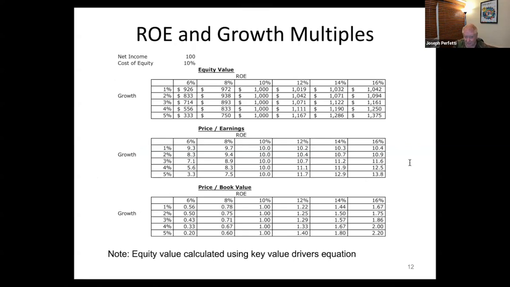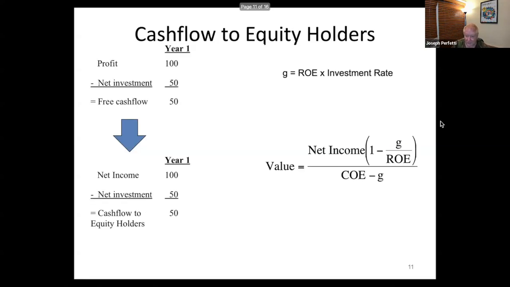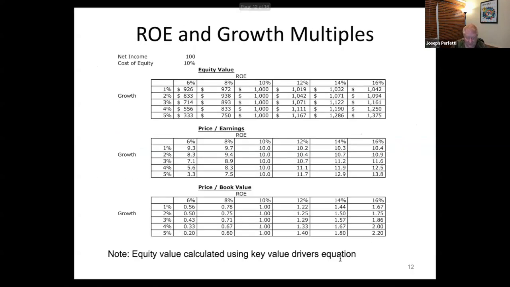So how does this play out? Using this equation, key value drivers with equity put in. Same concept as the tables. On this slide, we have the key value driver equation results. We're going to start with 100 million in net income and a 10% cost of equity. At these return on equities and these G's, these are the results.